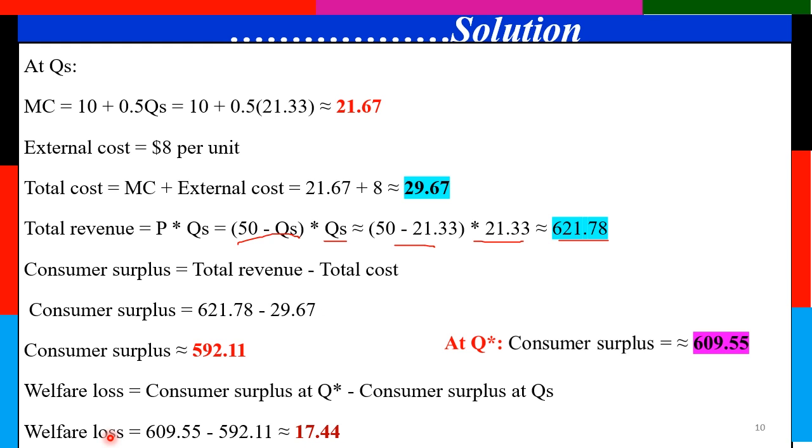Because we already learned how you can draw the graph of the demand, social marginal cost, social marginal benefit, private marginal cost, and private marginal benefit.